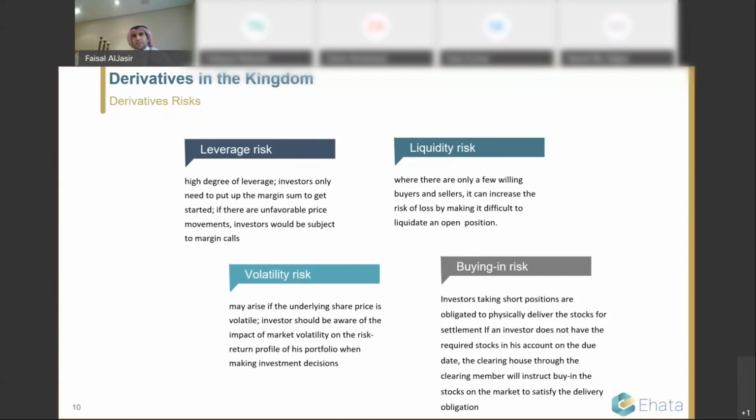Buying-in risk is basically when somebody has to accept deliveries, and having to do that is also a risk, unless somebody does need to have that delivery.